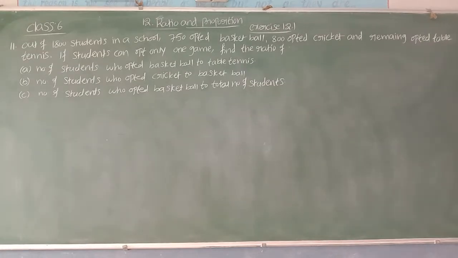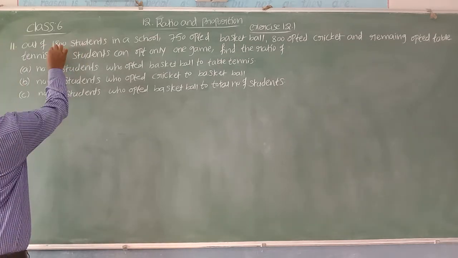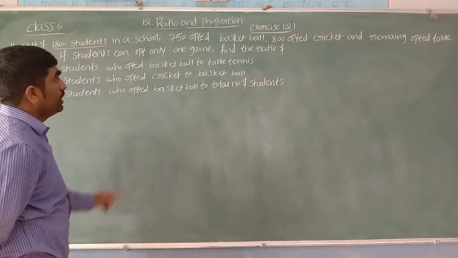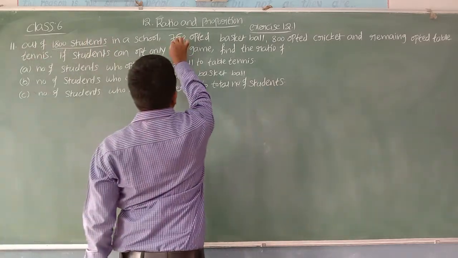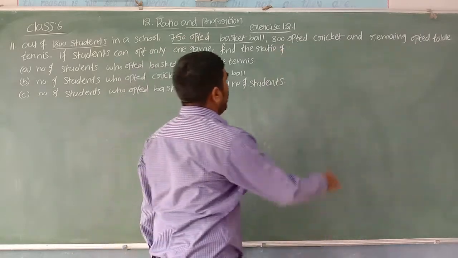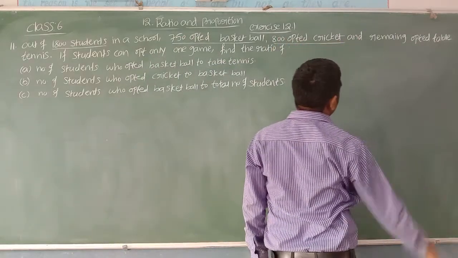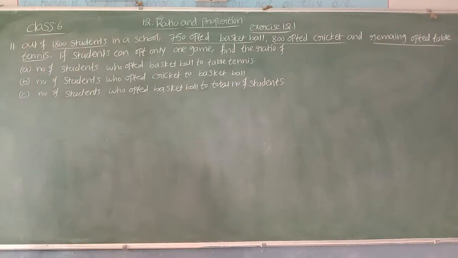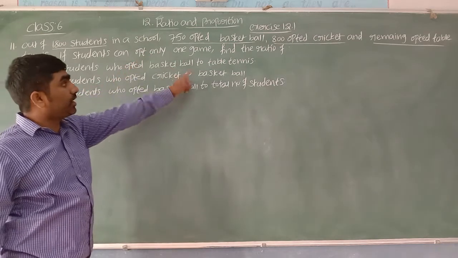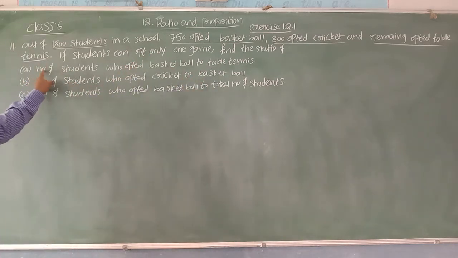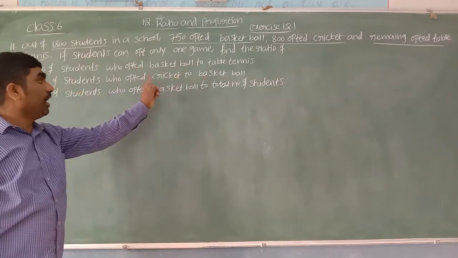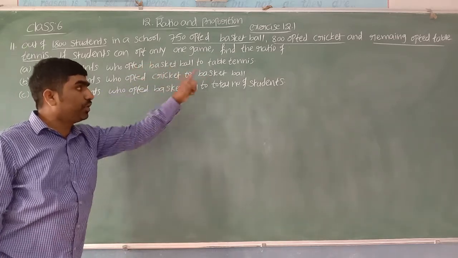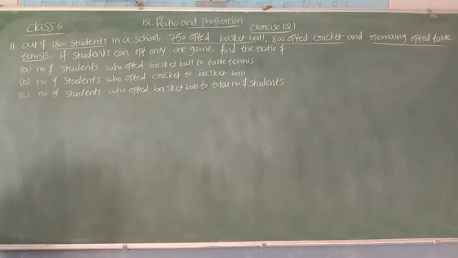Here we have the 11th one from exercise 12.1. Out of 1800 students in a school, 750 opted for basketball, 800 opted for cricket, and the remaining opted for table tennis. If students can opt for only one game, find the ratio of the number of students who opted for basketball to table tennis, cricket to basketball, and basketball to the total number of students. So first we'll write the number of students selected for each game.